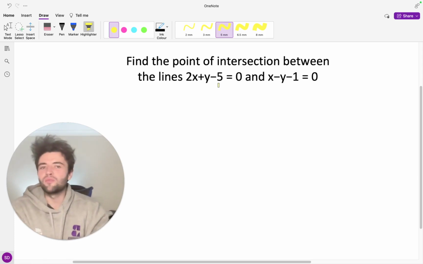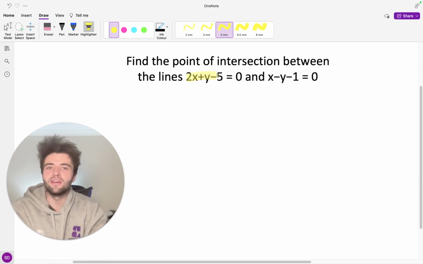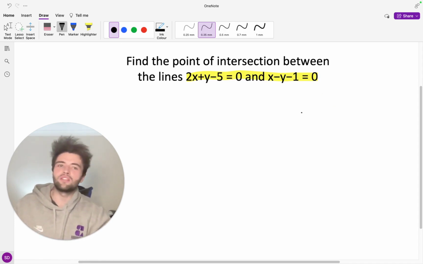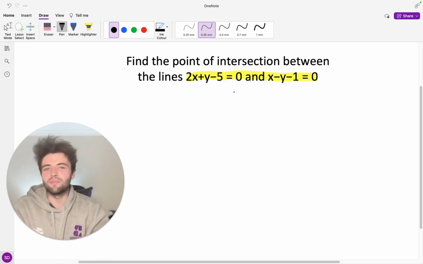So here we have a nice recap question on finding the point of intersection between two lines, and the lines in this case are going to be given in the question. So we're going to be finding the intersection point between these two lines, and there's always going to be an intersection point between any two lines as long as the lines aren't parallel. You can always double check if they're parallel, but we're going to assume they're not parallel for this question.